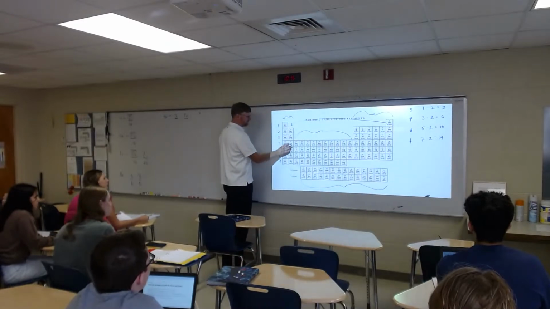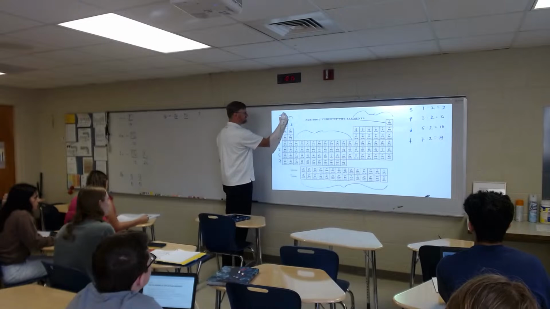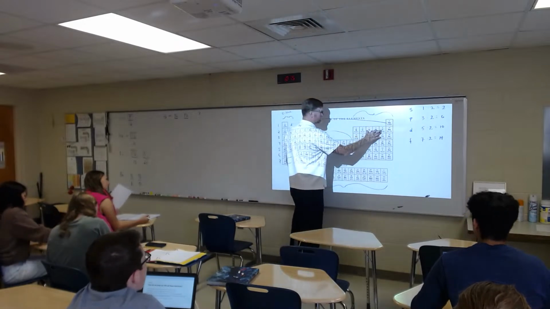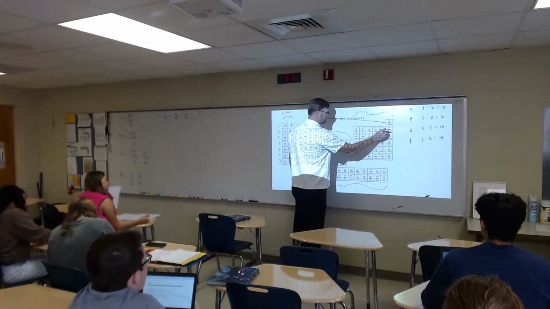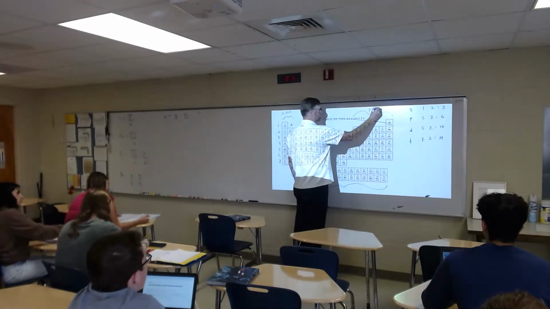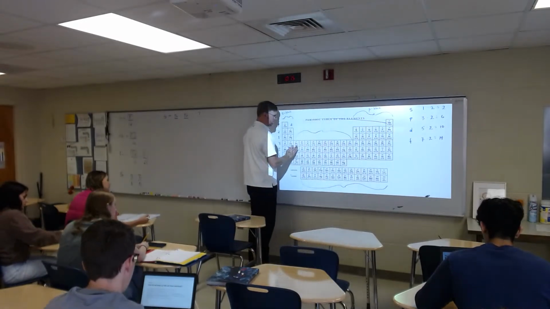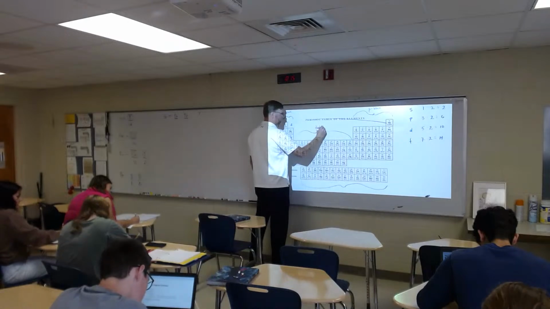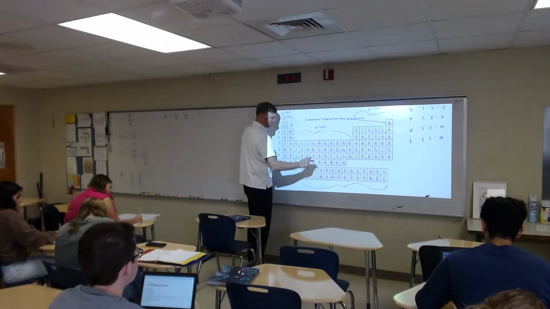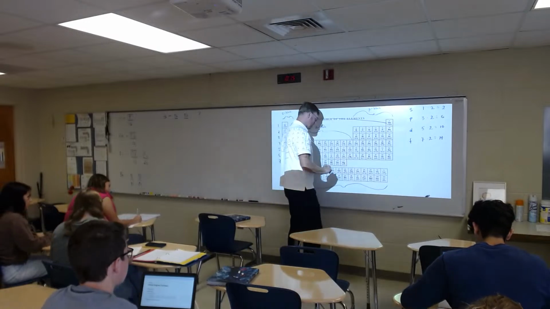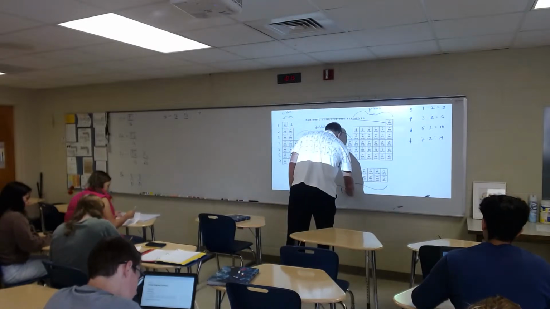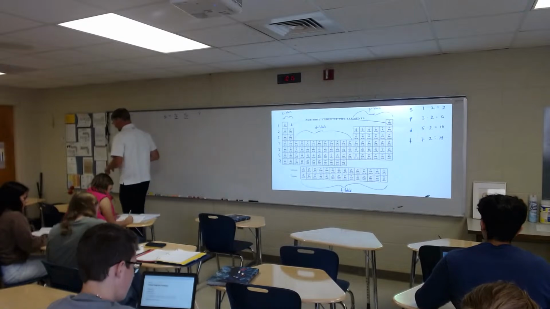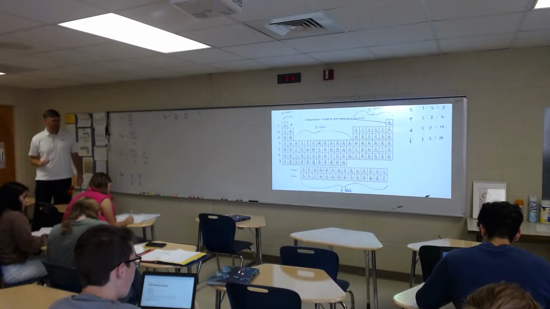How many columns are in this block? 2. This is called the S block. How many columns are in this block? 6. This is the P block. How many are here? 10. So what do you think it's called? D block. This has 14, which just makes it the what? F block. Now, we don't get down to the F block very often. Not a lot of people get down there. A lot of physics, not a lot of chemistry.